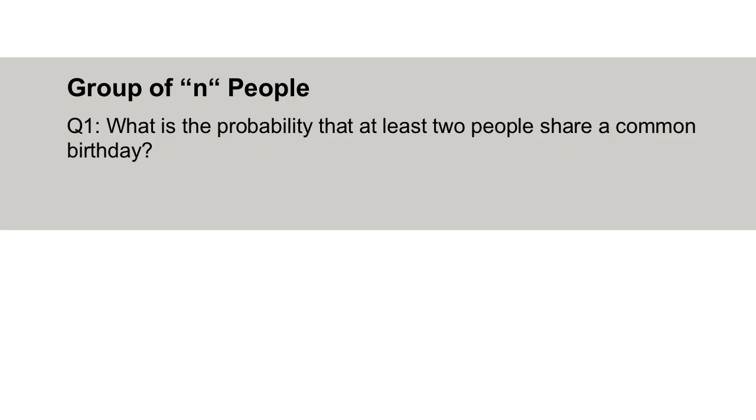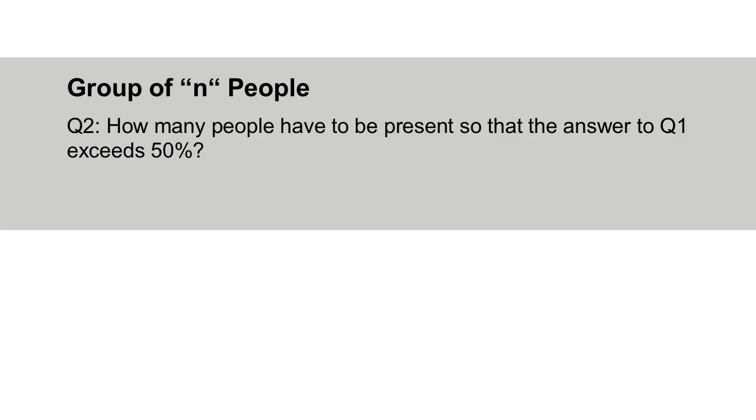And then a related question. How many people do you have to have at this party so that this probability of at least one pair of birthday people in the room is larger than a half, larger than 50%? These two questions together give us the birthday problem.